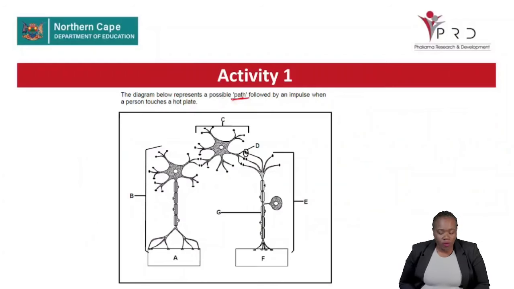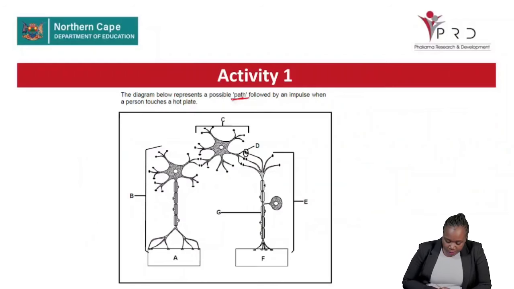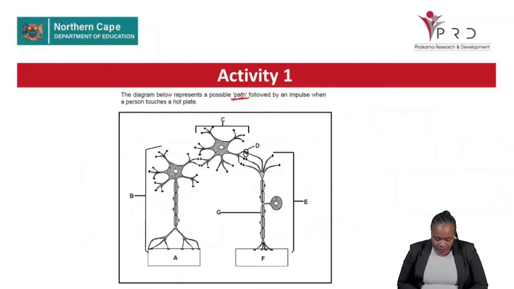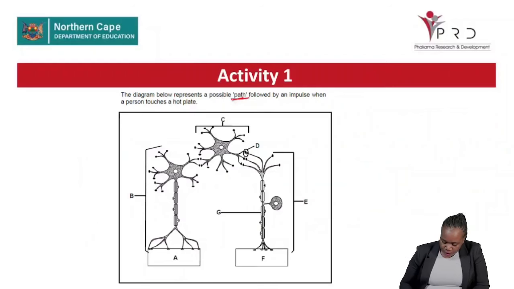right? So the hot plate being touched would be a change in the external environment, right? And then remember, there are receptors on the hand that are going to receive this stimulus. Okay, so we have these parts that we can see over here. Let's just start by trying to label this before we get to the questions actually. So let's start with A.